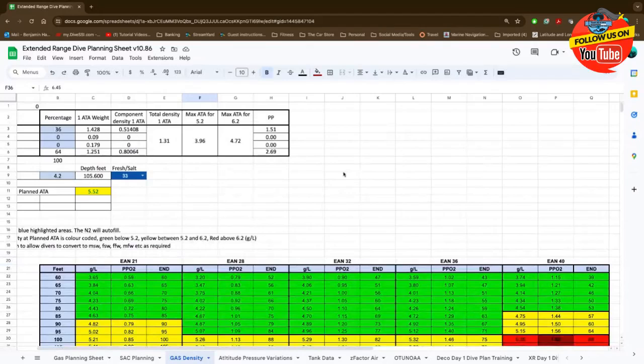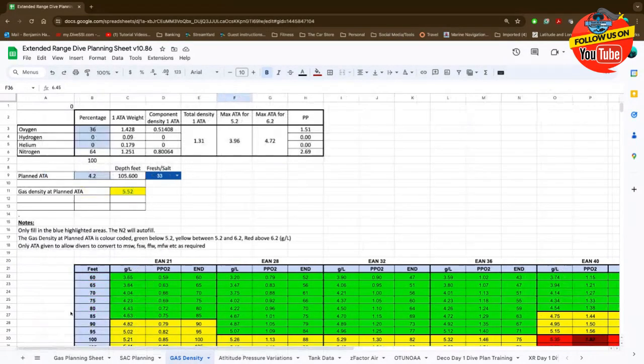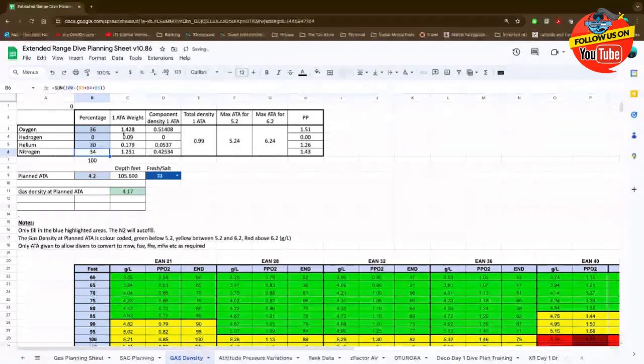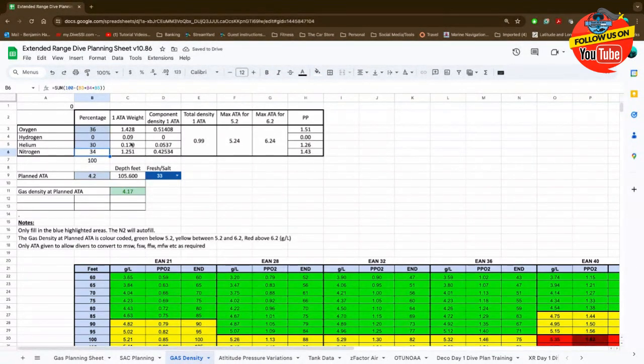This is where it really gets interesting. This is one of the reasons we do trimix. In the same scenario, if I was diving 36% oxygen and 30% helium, the gas is substantially lighter. That same dive now becomes very safe, 4.17 grams per liter. So there's your argument for why helium in trimix is a wonderful saver, and why there are fewer cardiac events in people diving trimix than in people diving nitrox or air.